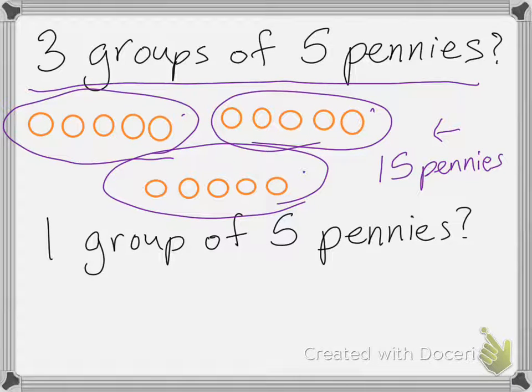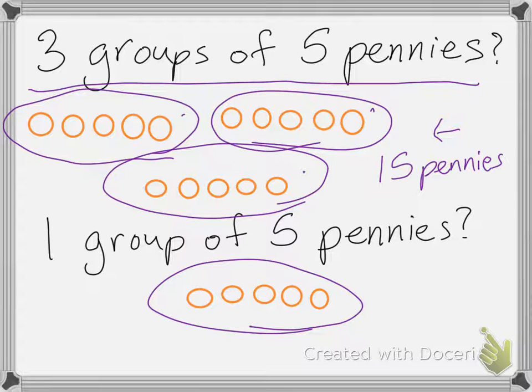Okay. What about the next one? 1 group of 5 pennies. Well, let's make my 5 pennies. 1, 2, 3, 4, 5. And that's 1 group. And I only need 1 group. So 1 group of 5 pennies equals 5 pennies.